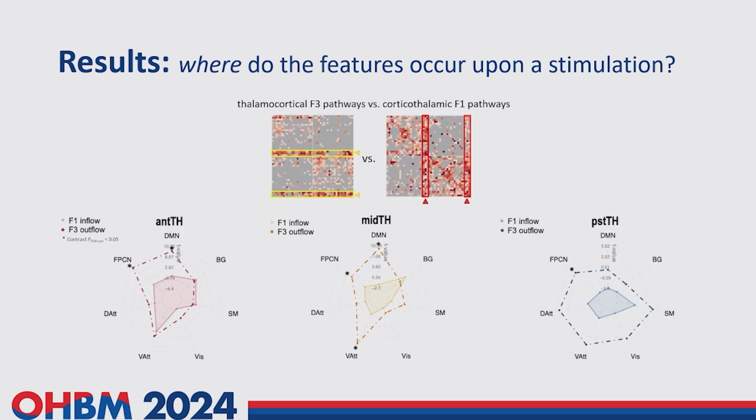So we did a comparison of the thalamocortical F3 versus corticothalamic F1 pathway. It turns out that it depends on which region you are looking at. For high-order cortices like the frontoparietal control network and default mode network, those regions have a much more expanded F3 representation than the inflow connectivity, which probably means that for those high-level cortices, the influence of the thalamus expands away from what it receives. So it may involve a lot of cortical loops in those areas.